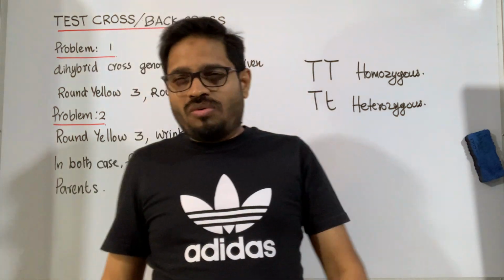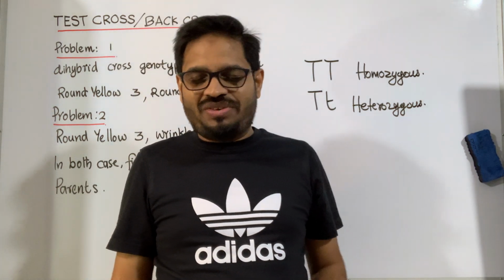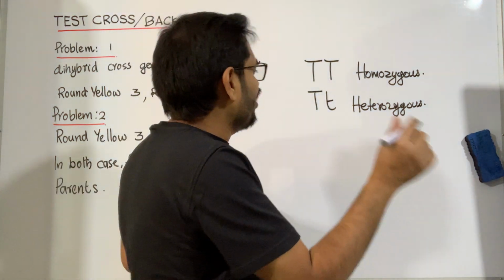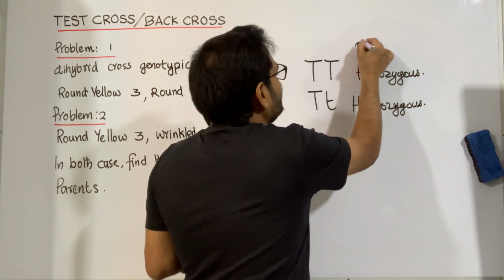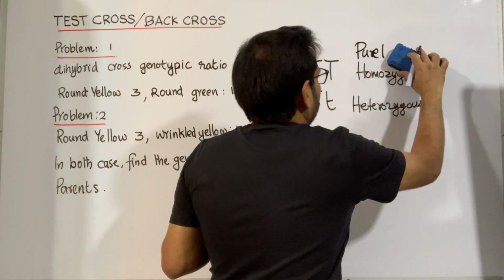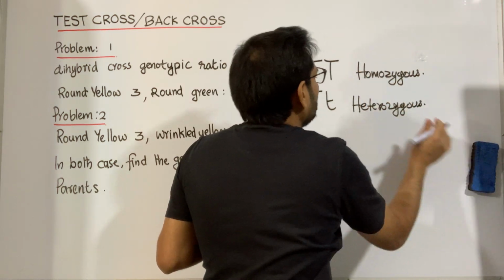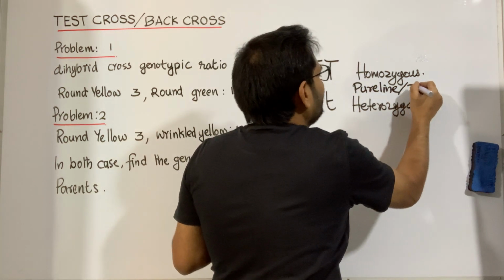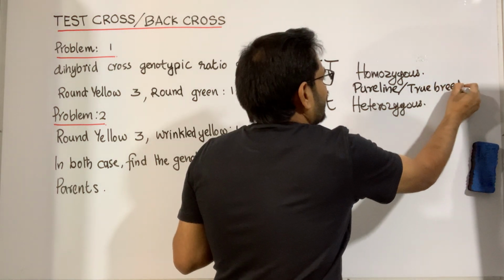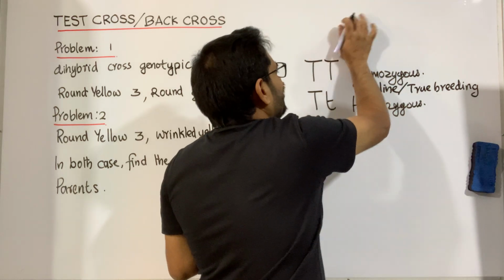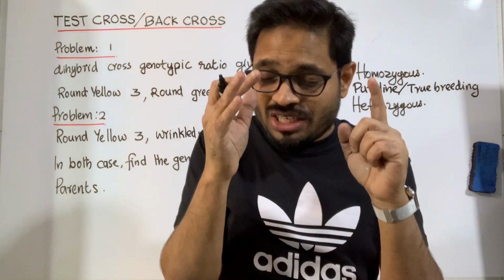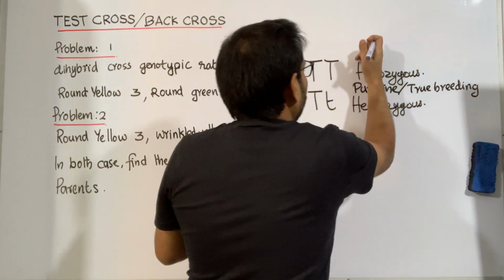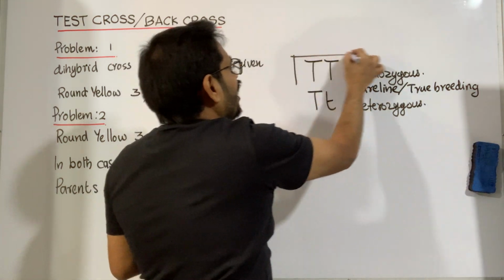So, we know that he did a cross with a tall plant which is a pure line. He called it by the term pure line, that means homozygous. The term he used was pure line, or also called true breeding. So how did he make sure that his plant is pure line, his plant is true breeding? I mean, how did he understand that the tall plant standing in front of him is actually capital T homozygous?